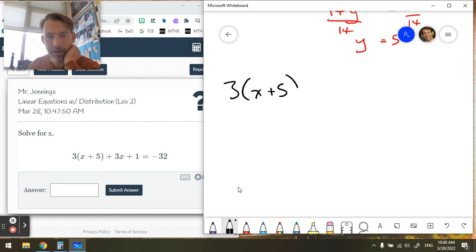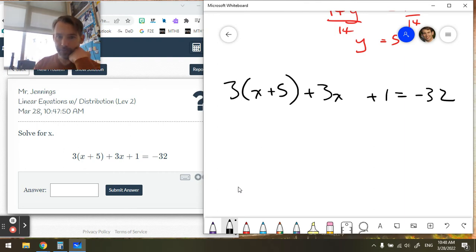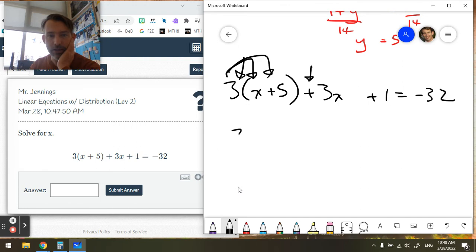All right, first we start by copying it out. 3x plus 5 plus 3x. Notice I can copy it by hand faster than I can with copy-paste. Now, first I have to do BEDMAS, and then you can solve it. So here is multiplication, here is addition. Which one do you think I should do first? Of course, the multiplication. Multiply this in. So that's 3x plus 15 plus 3x plus 1 equals negative 32.